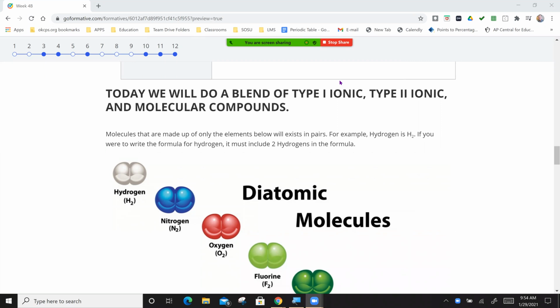Today we're going to just continue on with doing a blend of type 1 ionic, type 2 ionic, and molecular compounds. However, we are going to add a different type of molecule to molecular compounds. And this molecule will not have a prefix in the name.